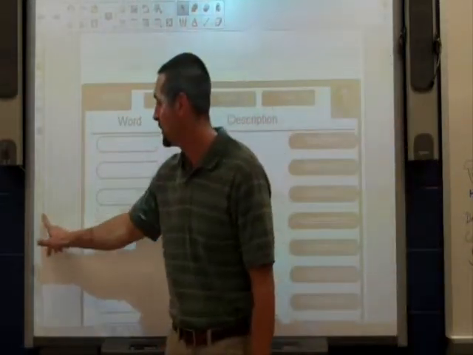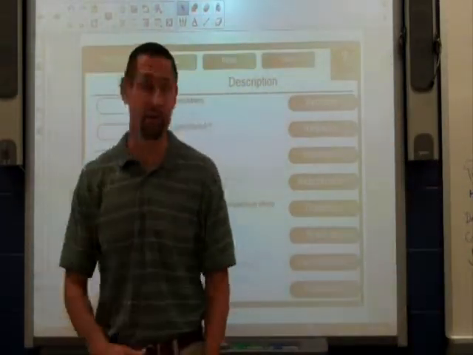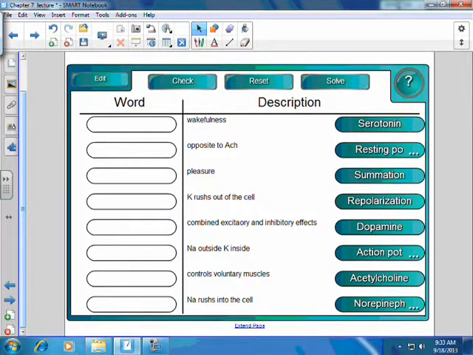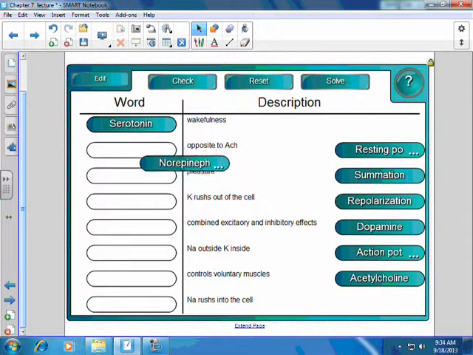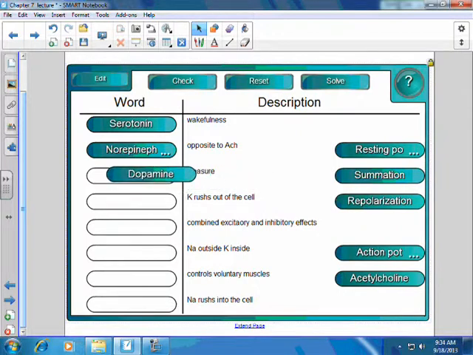So let's review with a little bit of matching and see how we do here. Which of these has to do with wakefulness? In this case, serotonin. The opposite to acetylcholine, they always do the opposite. In this case, norepinephrine. Pleasure feelings, in this case, dopamine.